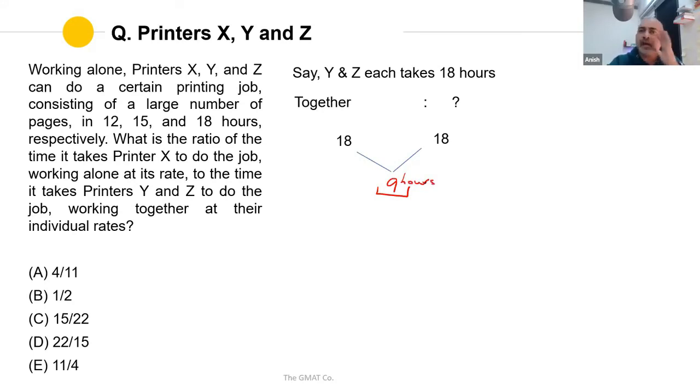Now, why am I dealing with this? I'm dealing with this to get some idea of what the time taken would be for these two machines working together. Okay, what do I do now? Actually, in our question, Y is taking 15 hours, not 18. Right? One machine is taking 15 hours instead of 18. So if one machine is taking 15 hours instead of 18, would these two machines, one taking 15 hours, one taking 18 hours, take more, less, or equal to 9 hours? Can we comment?